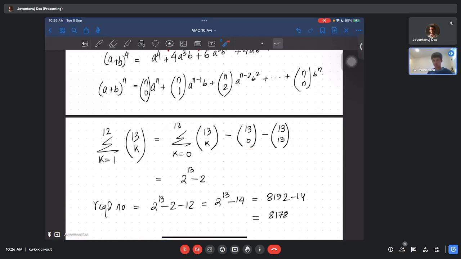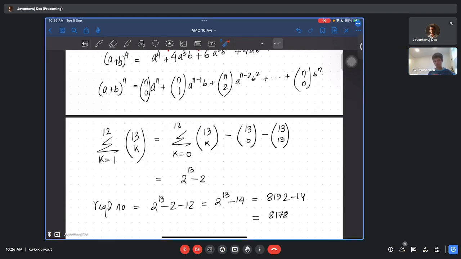So 13 choose 0 would be 1. And 13 choose 13 is also 1. But isn't it divided by zero? No, 0 factorial is 1. Oh, right, okay, I understand. It's clear, right? Up till now. Yeah, clear.